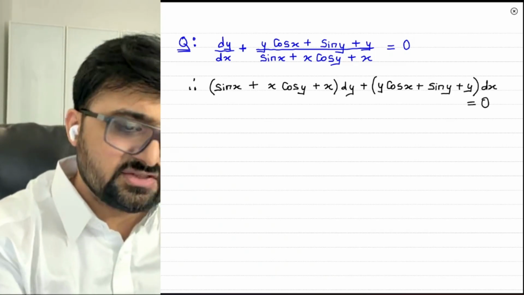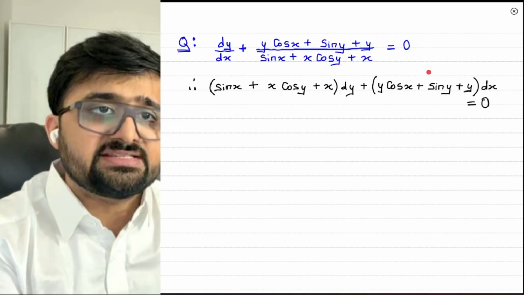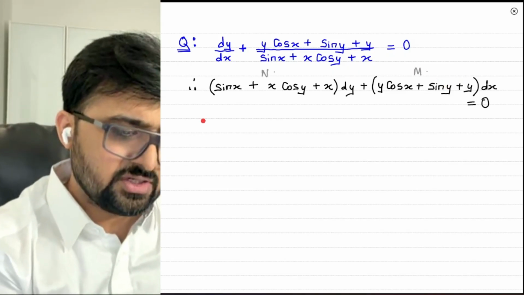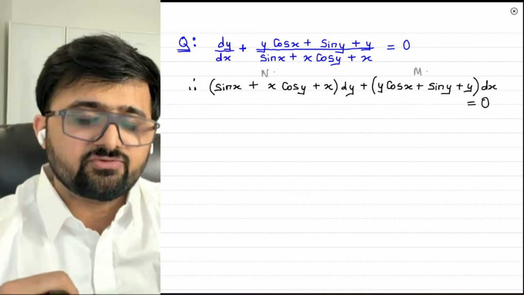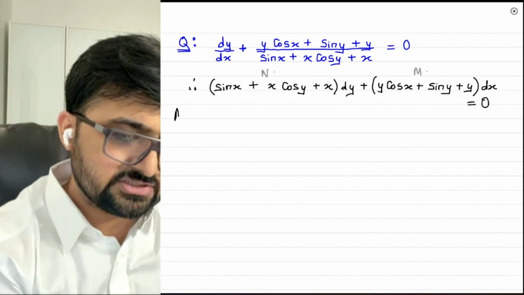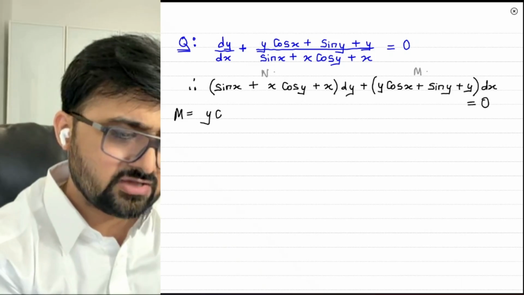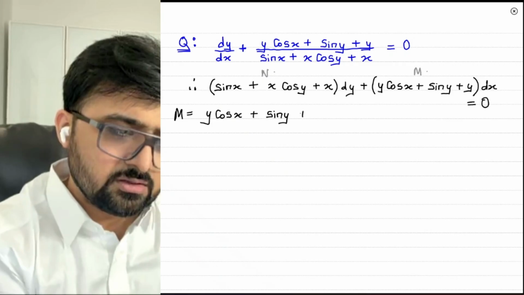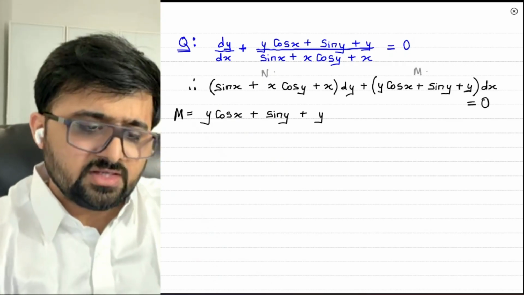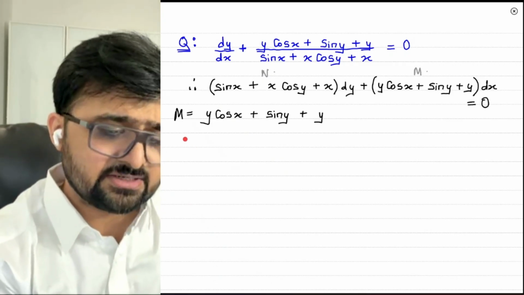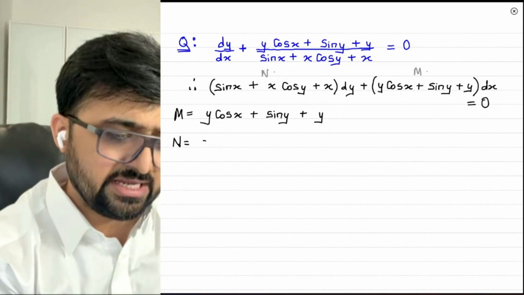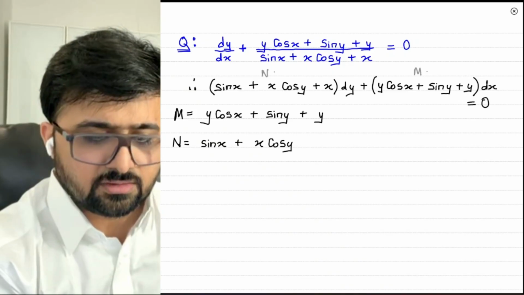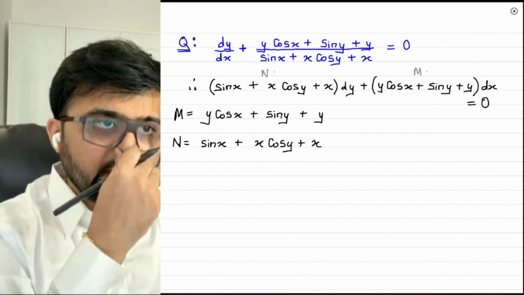Now remember that this is of the form M dx. Whatever is with dx is M. So this is your M and this is your N. Okay, so now we need to find two derivatives here. I'll first write the values. So I have M is equal to y cos x plus sin y plus y. And N is sin x plus x cos y plus x. Okay, I have those two values.